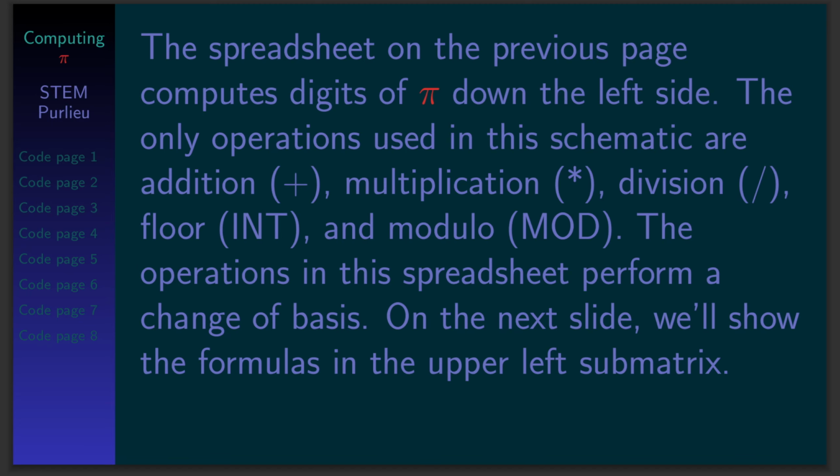The spreadsheet on the previous page computes digits of pi down the left side. The only operations used in this schematic are addition, multiplication, division, floor, and modulo. The operations in this spreadsheet perform a change of basis. On the next slide, we'll show the formulas in the upper left submatrix.